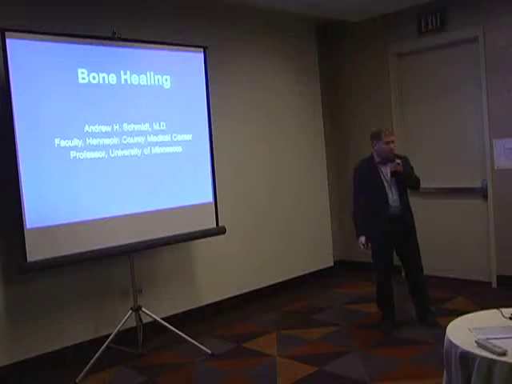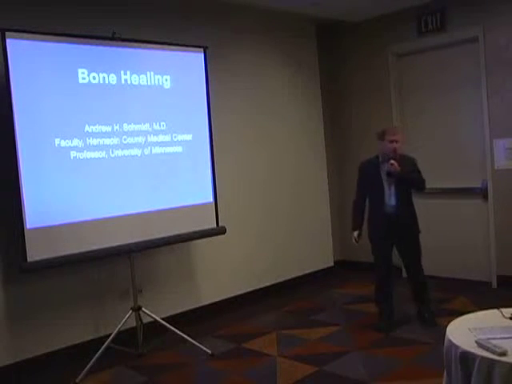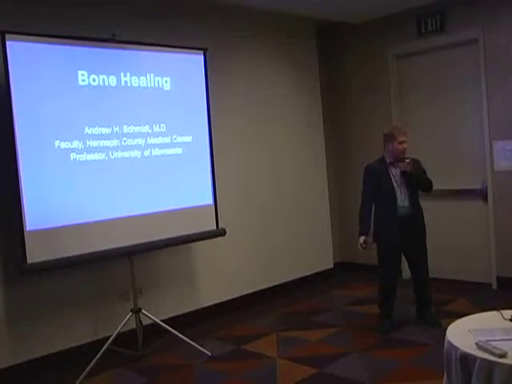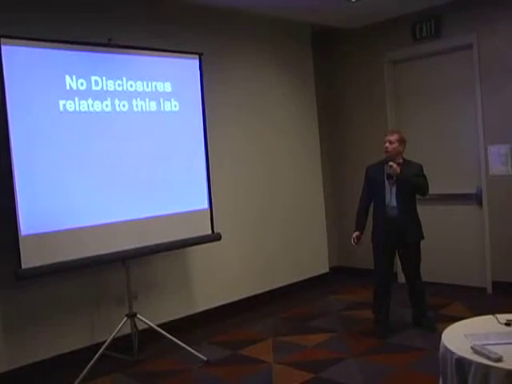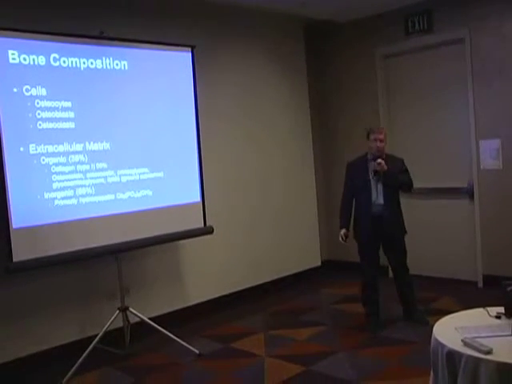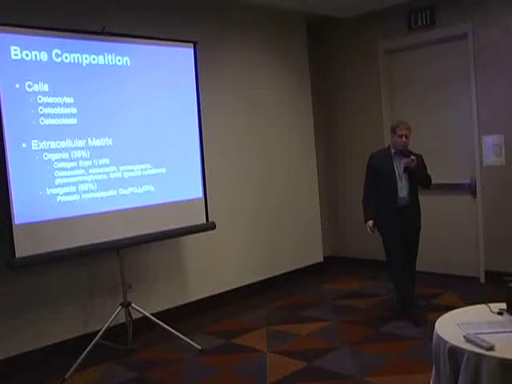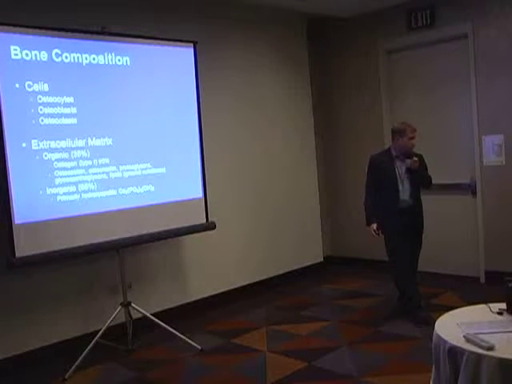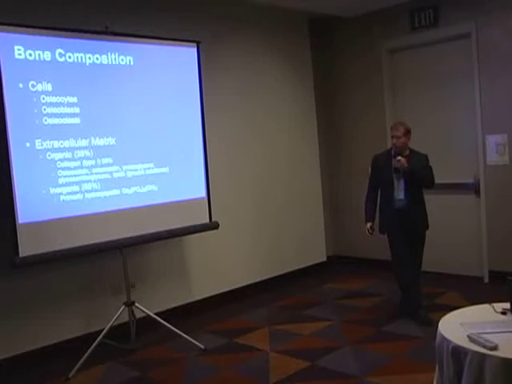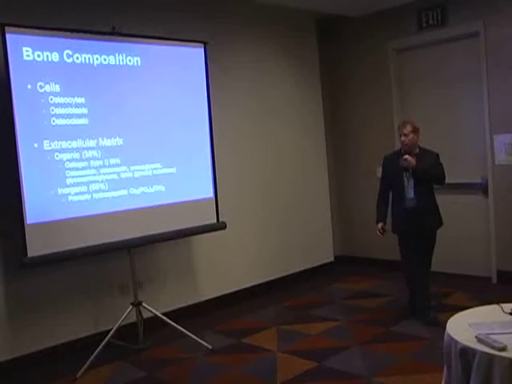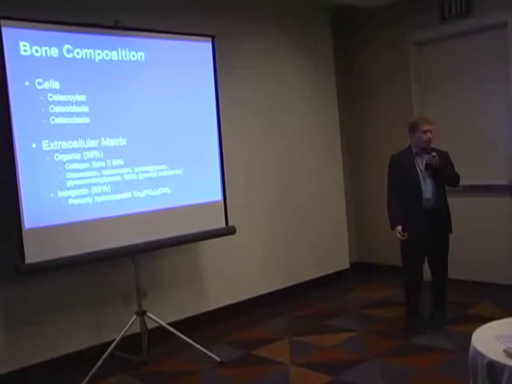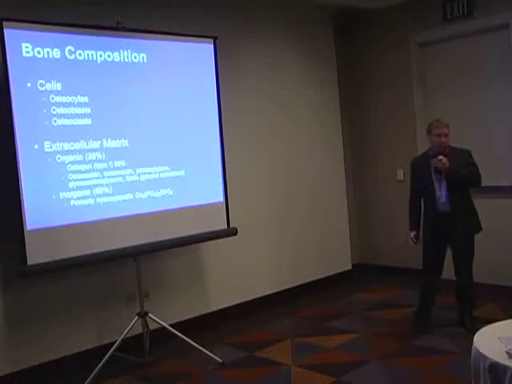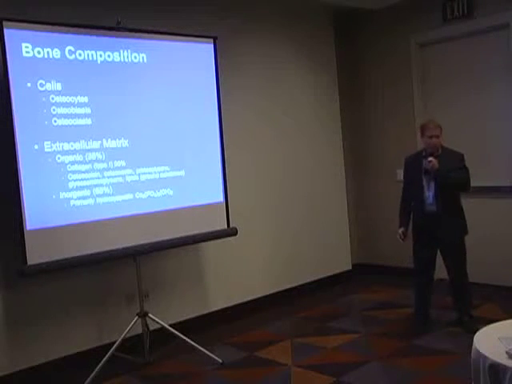I'm not a PhD, and my understanding of this is basically that of an orthopedic clinician. I did not have any disclosures, but we know the bone is composed of cells and the extracellular matrix. There are three cell types: the osteocytes, osteoblasts, and osteoclasts. And again, the extracellular matrix is about 1/3 type 1 collagen and about 2/3 hydroxyapatite.